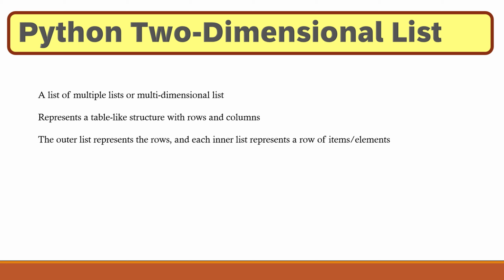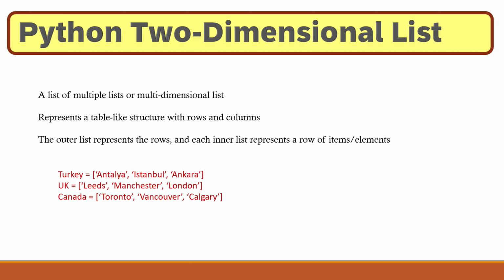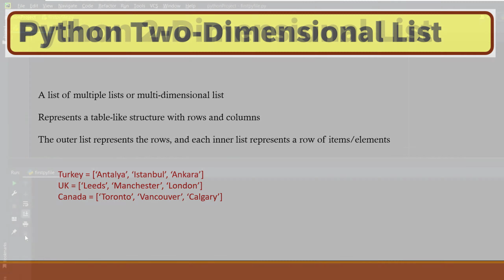The outside or the outer list represents rows, and the inside list or the inner list represents a row of items or elements. And what we are going to do is create three lists of different places in different countries, and we are going to turn this into a two-dimensional list. So let's log into PyCharm, and we will do that now.